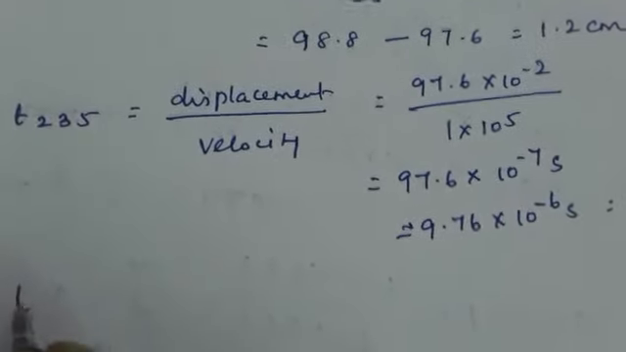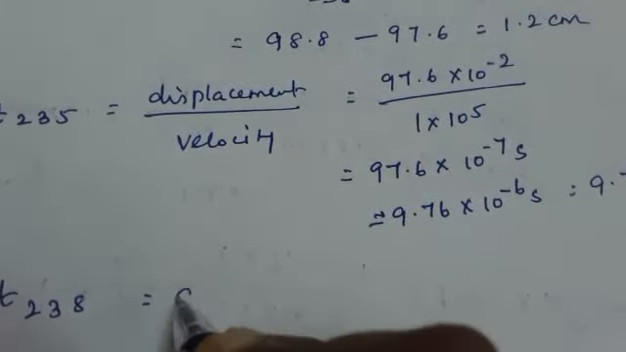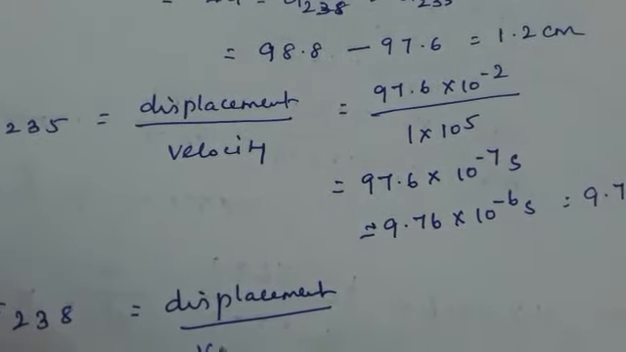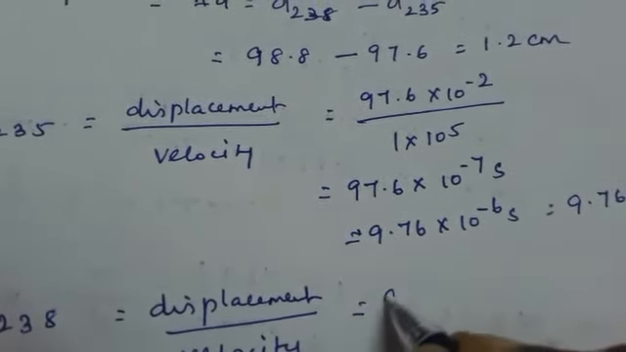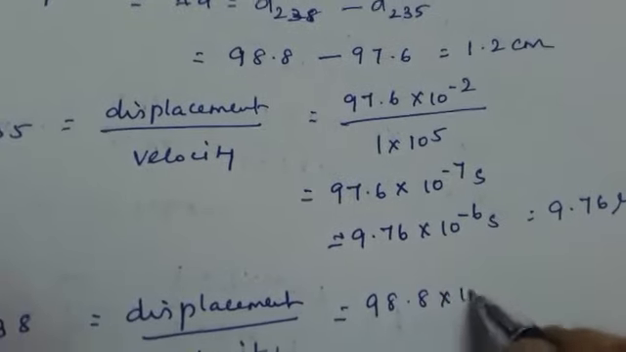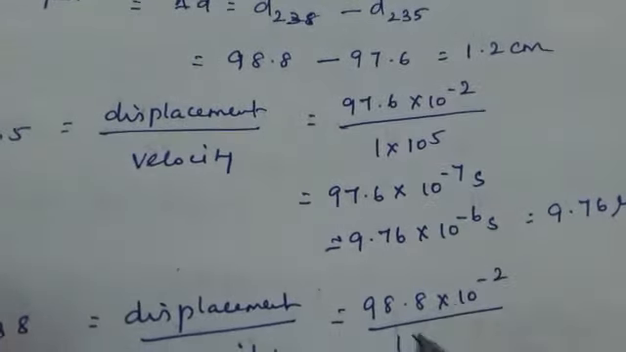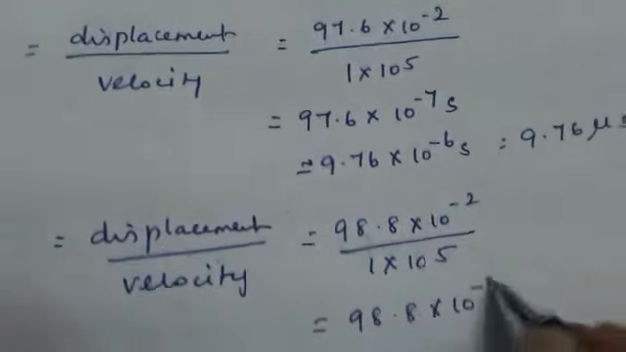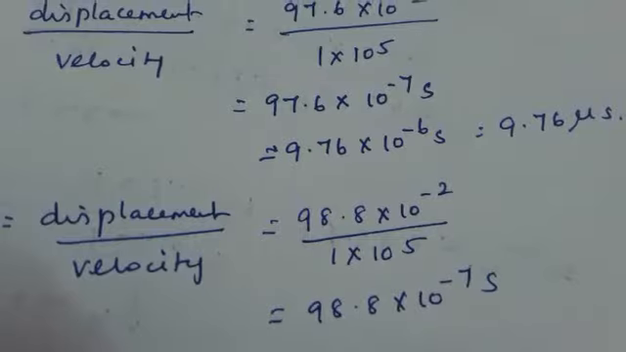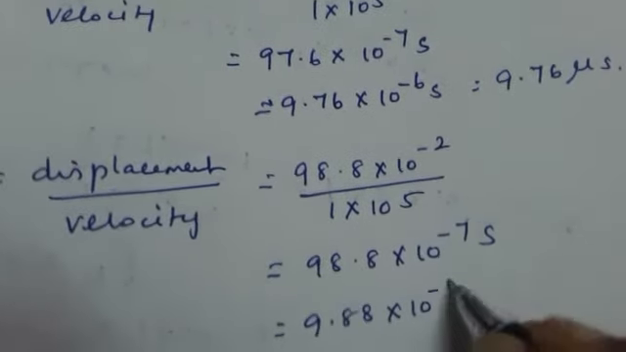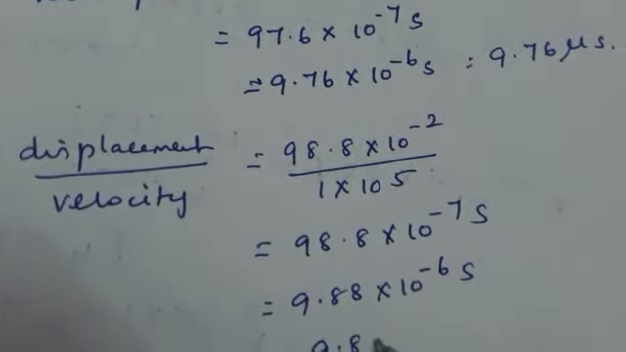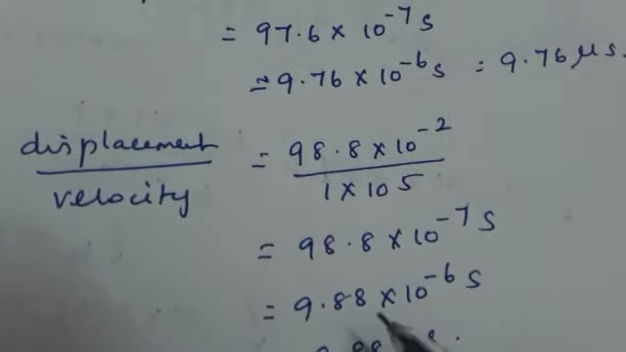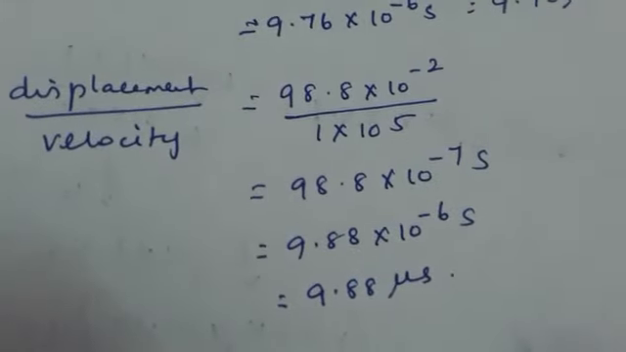Now what is the time taken by uranium-238? That is also displacement by velocity. So what is the displacement made by uranium-238? That is 98.8 into 10 raised to minus 2 divided by 1 into 10 raised to 5. So this is 98.8 into 10 raised to minus 7 second, that is 9.88 into 10 raised to minus 6 second, that is 9.88 microsecond. This is the time taken by uranium-238 to complete the semicircular path.